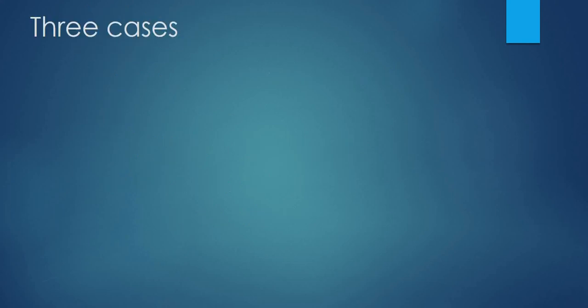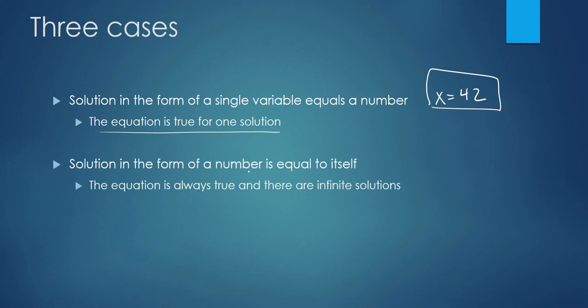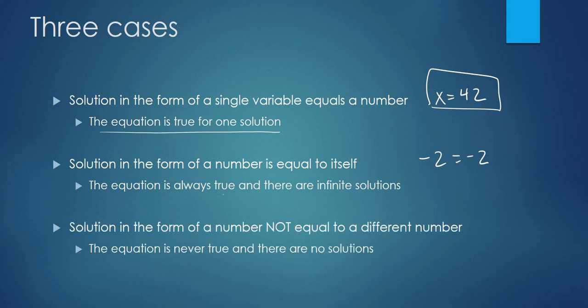So let's take a look at that. 3 different cases. If you have a solution in the form of a single variable equal to a number, like we got earlier when we had x equals 42, then we know that the equation is true for one solution only, the solution that we came up with. If the solution comes in the form of a number that is equal to itself, like we had -2 equals -2, then the equation is always true and there are infinite solutions.